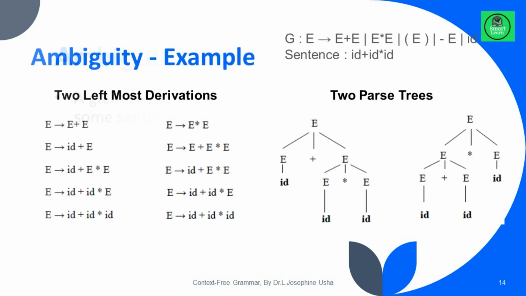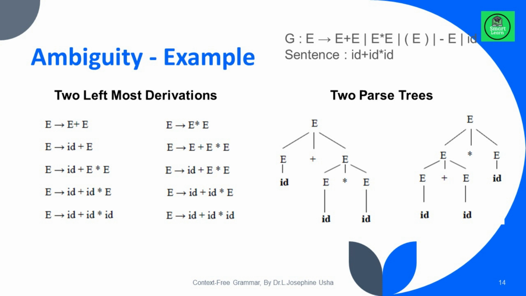Suppose we have an arithmetic grammar: E tends to E + E, E * E, E - E, and id, and you are going to derive the sentence id + id * id. For this sentence you are going to prove the grammar is ambiguous. So how can we prove it? For a particular sentence, if we have two leftmost derivations, or two rightmost derivations, or two parse trees, we can say the grammar is ambiguous.